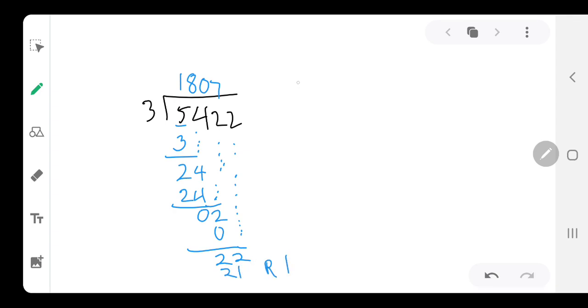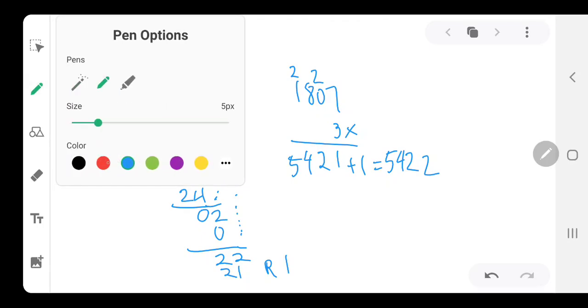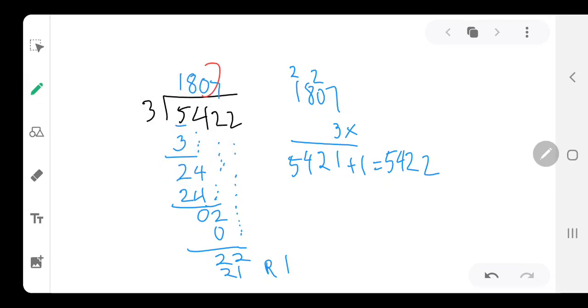Okay, we can verify this by multiplying 3 times 1,107. So 3 times 7 is 21. 3 times 0 is 0 plus 2 is 2. Okay, 3 times 8 is 24. 3 times 1 is 3 plus 2 is 5. We have a remainder of 1. So that gives us 5,422.